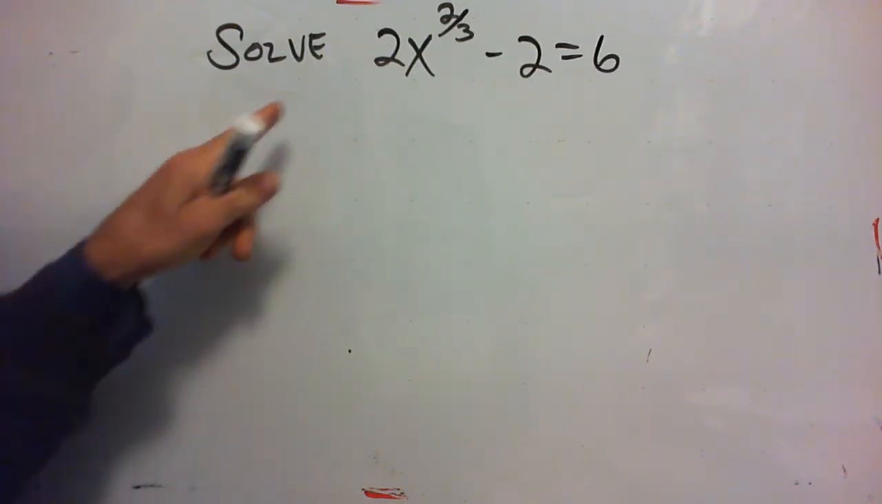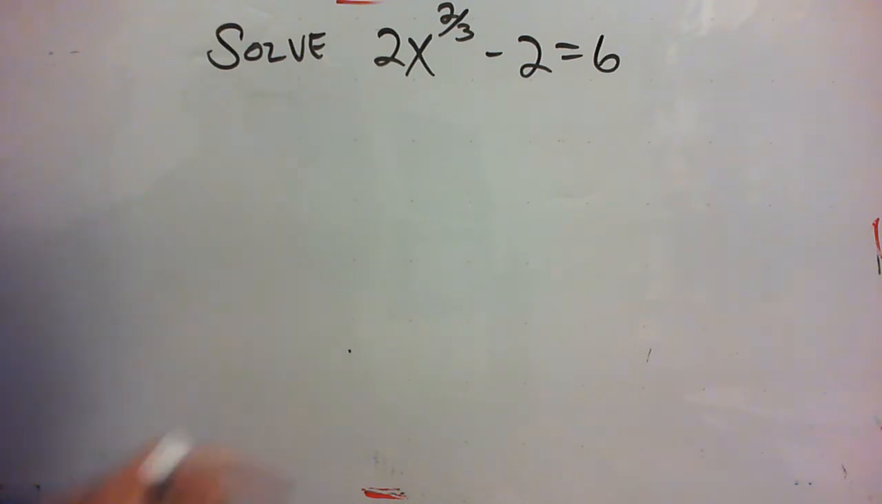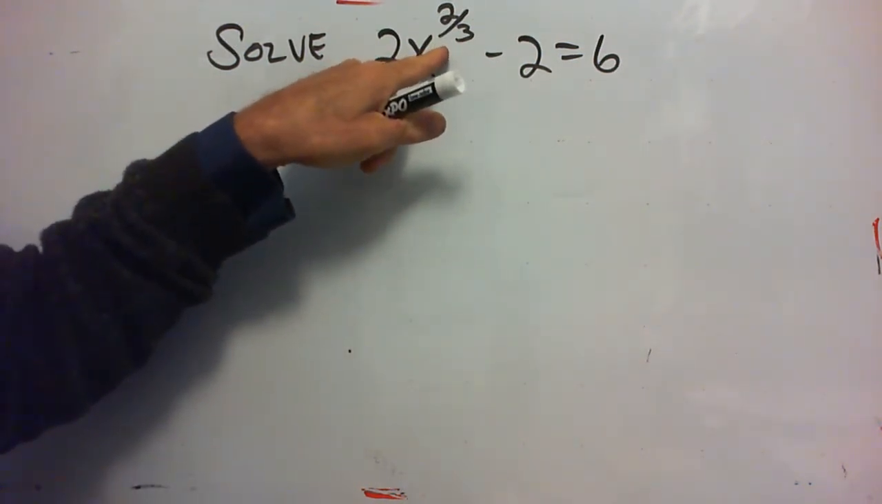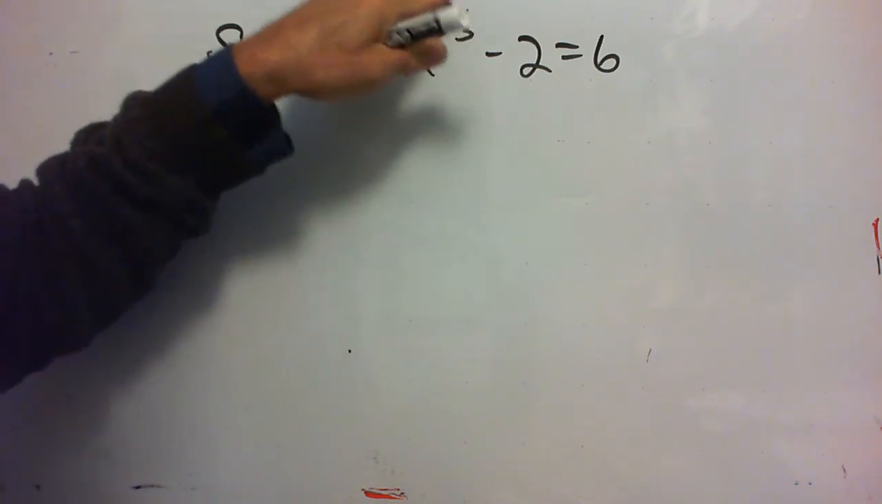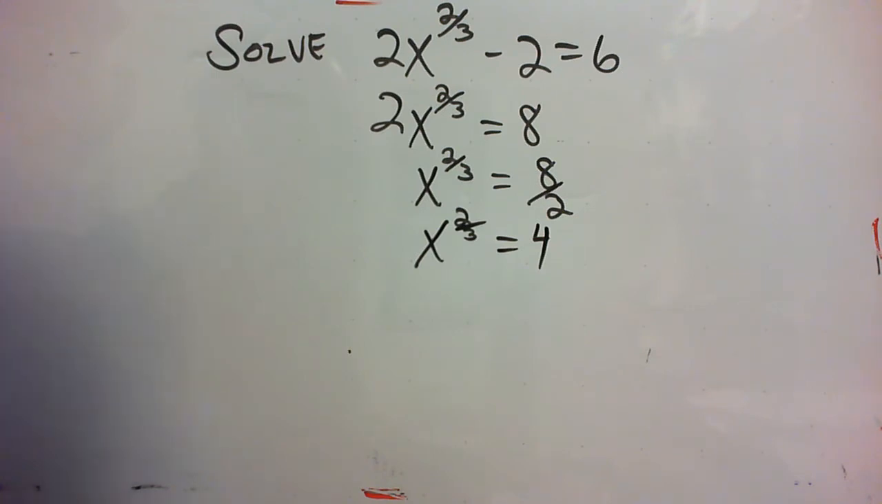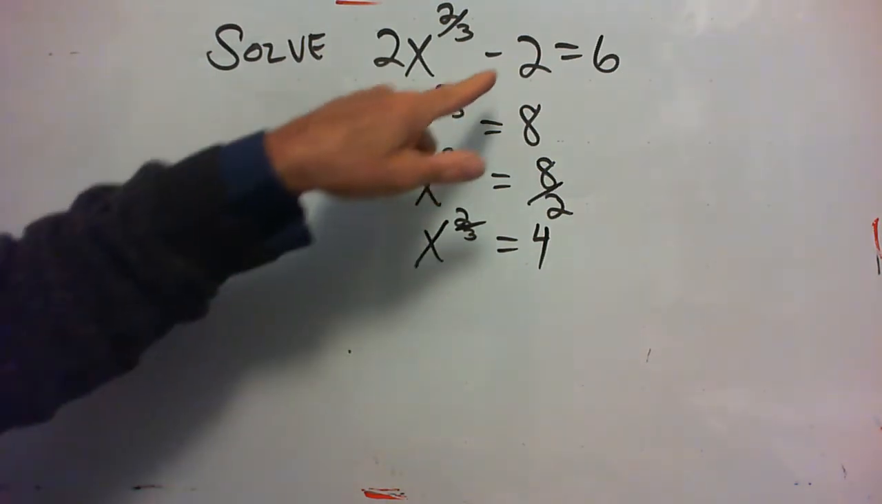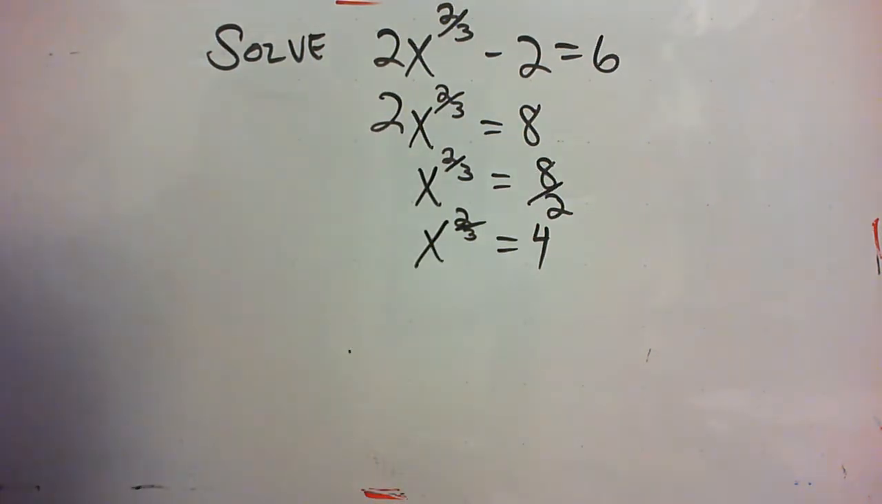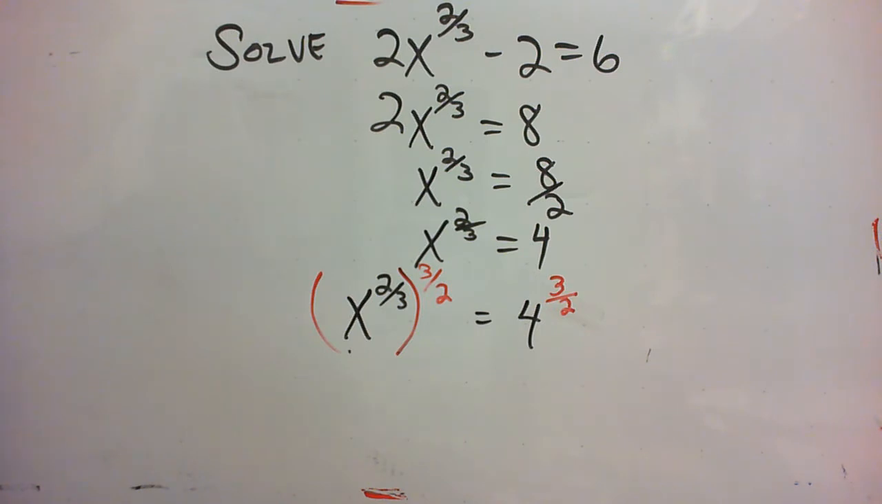Now we're going to look at a few equations with rational exponents. We start with the equation 2x to the 2/3 minus 2 equals 6. If you read the book or look at my notes, we see that the procedure here is to first isolate that x to the 2/3 power. So we start by doing that. We add 2 to both sides and then divide both sides by 2, and we have x to the 2/3 equal 4. Now the way to solve for x is to raise both sides to the reciprocal power. So we raise both sides to the 3/2 power.